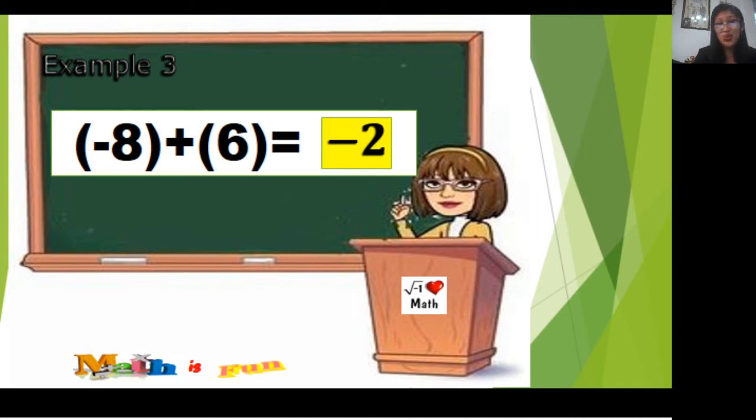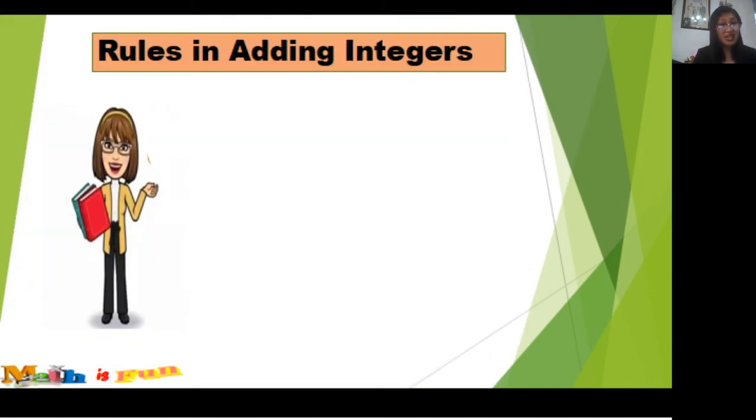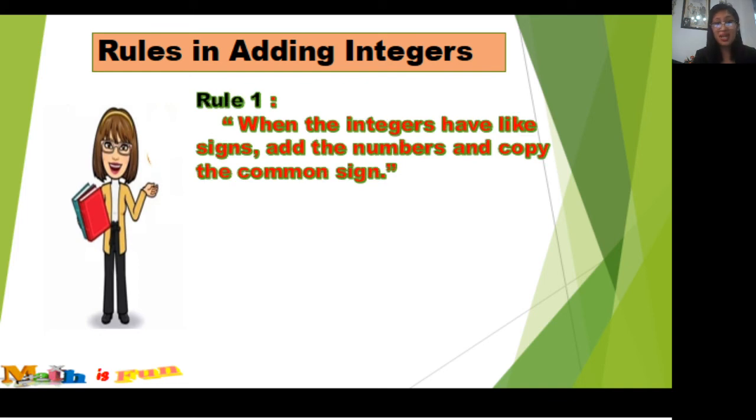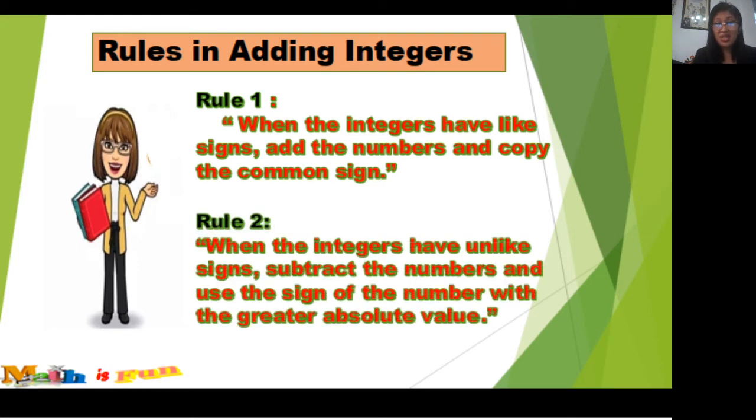Alright, so that's rule number 2. I hope that you have followed it, you have understood it. Congrats if you understood. Okay, so again, here are the rules in adding integers. When the integers have like signs, just add the numbers and copy the common sign. If the integers have unlike signs, you have to subtract first. Then use the sign of the number with the greater absolute value.